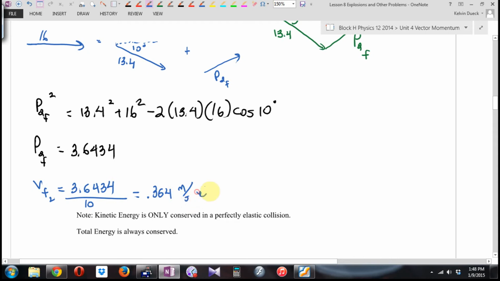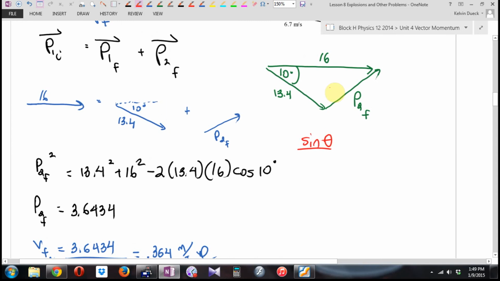Meters per second. I got room up here and to the right to do the sine law. Sine of theta divided by what goes under here? What's across from theta? I don't have a theta yet. That's a problem, Mr. Dueck. Why would this be a bad theta to pick? Why can't I use that? It's a slanty of slanty, but it ain't no north of east or what.